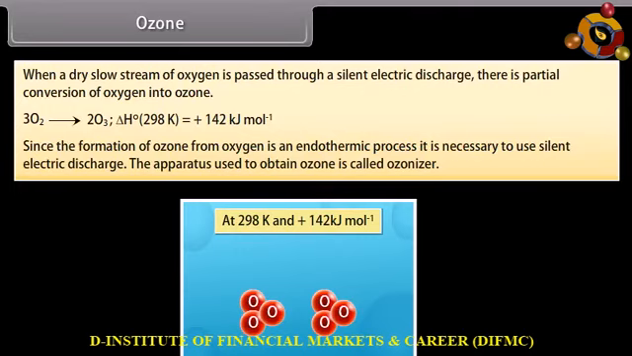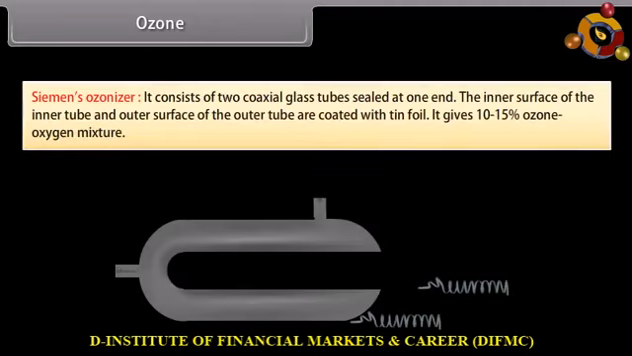The apparatus used to obtain ozone is called an ozonizer. Siemens ozonizer. It consists of 2 coaxial glass tubes sealed at one end. The inner surface of the inner tube and outer surface of the outer tube are coated with tin foil. It gives 10 to 15% ozone-oxygen mixture.